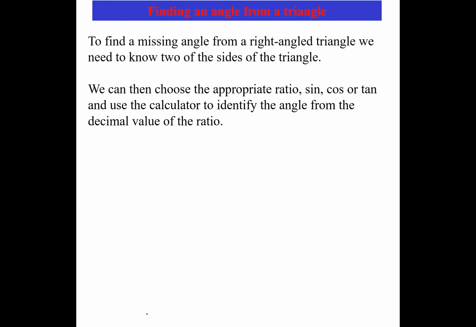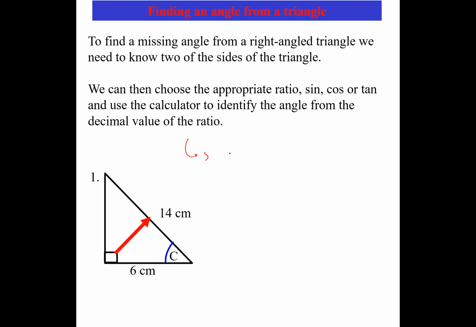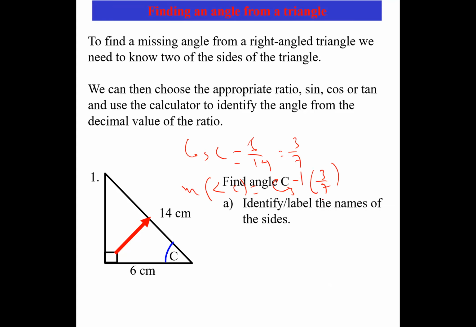Finding an angle from a triangle. This is an explanation to find the angle. You can use tan C or cosine C. Cosine C equals 6 over 14, then 3 over 7. And to find the measure of angle C, find cosine power of -1 with shift cosine, cosine power of -1 of 3 over 7, to find the angle itself.